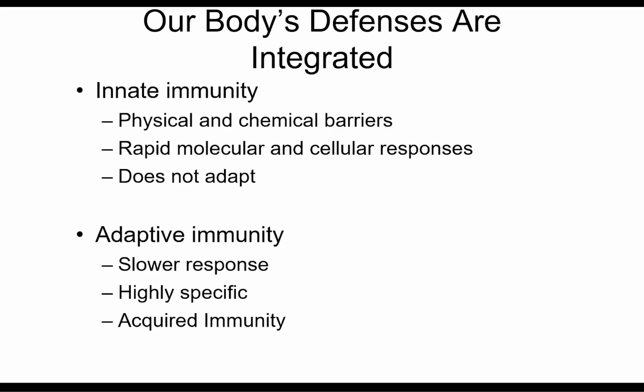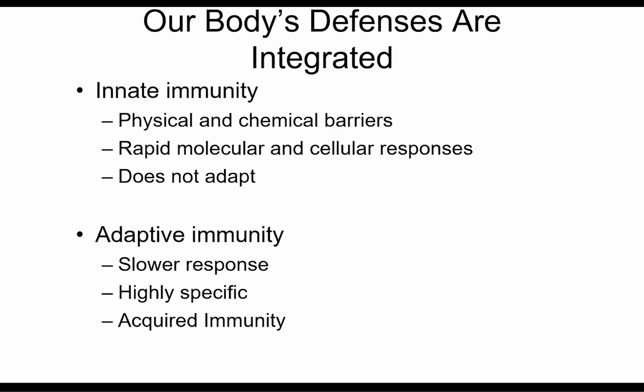Our body's defenses can be separated into two subcategories. However, interaction does take place between components of both systems to produce an integrated response to infection. Our innate immunity, or non-adaptive resistance to infection, involves both physical and chemical barriers to infection. In addition, there are responses to infection that involve molecular agents and innate immune cells.